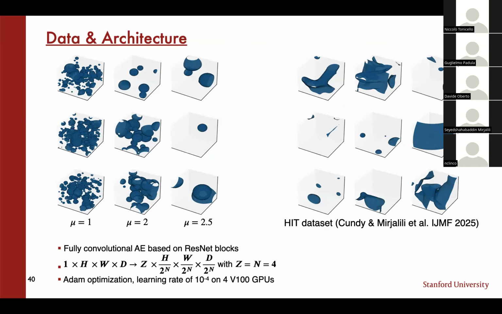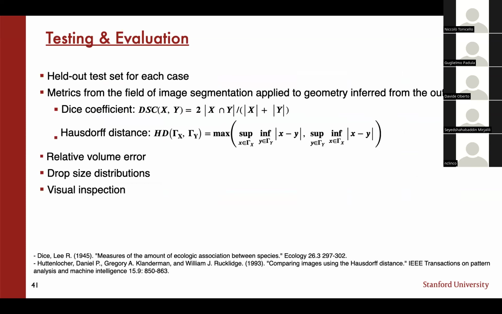And so the data set that we used is built of synthetic data, right? Where mu equal to 1 corresponds to the most complex data set. And then the HIT data that I showed you a few slides ago, right? And so it's a fully convolutional autoencoder based on ResNet blocks. And here we have a compression ratio of 1024, I think, typically. And everything is relatively standard. The point was not to optimize the architecture. We did hyperparameter tuning, but that wasn't really the point here.